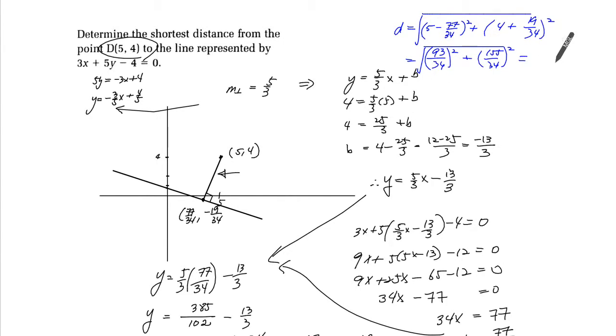Okay, so it has a common base of 34 squared, right? 34 squared, and we have 93 squared plus 155 squared. So the bottom is going to be just 34. The top, it's a gigantic number. You get that. So you can stop there. I guess if you want it in decimal form, we can just use a calculator. 5.32.